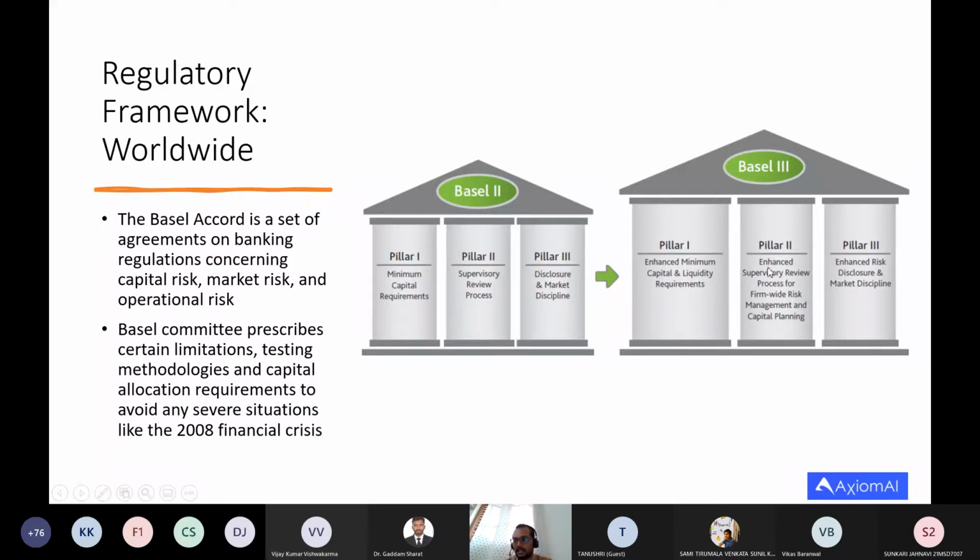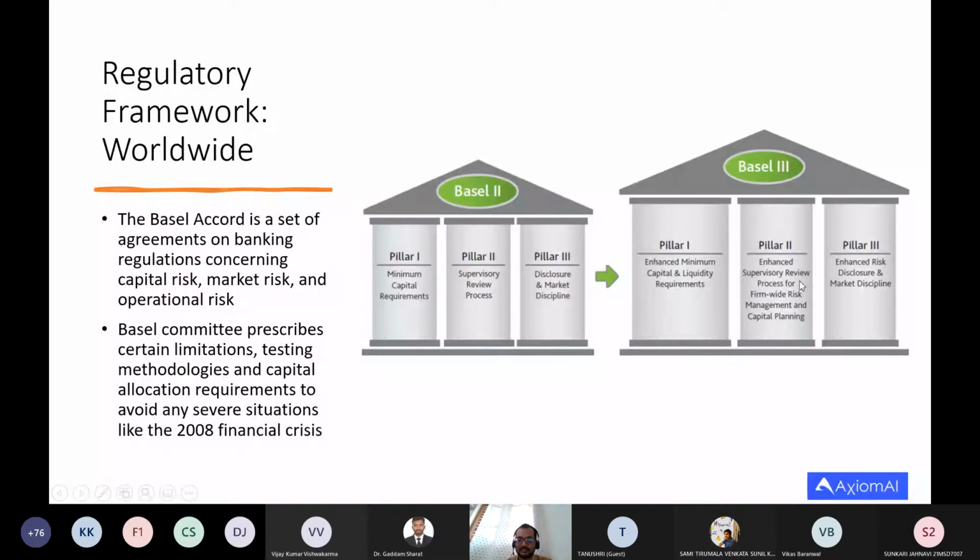Pillar two is basically the operational risk framework. Things like we discussed in PNB, right? Things like that should not happen. And pillar three mostly deals with market risk, liquidity, and reputational risk.